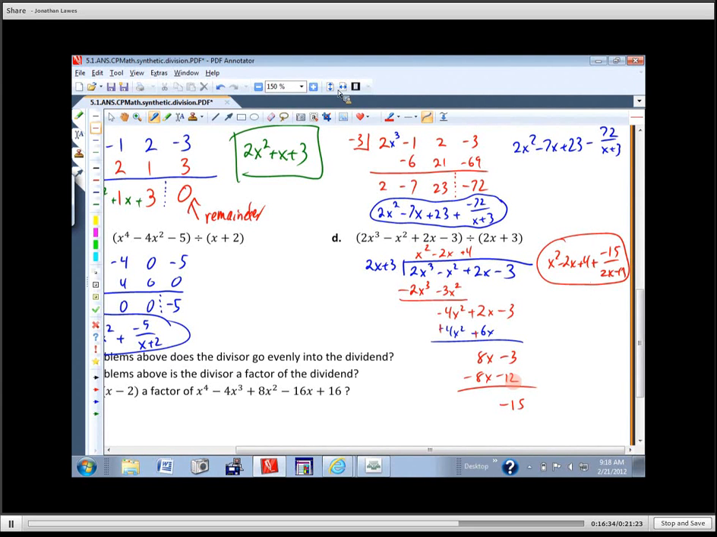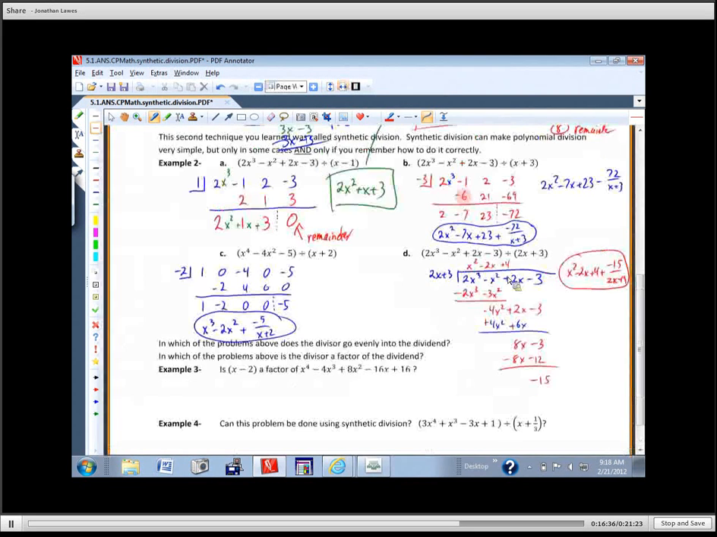So now we can look at that other question. Of A, B, C, or D, did any of them go in evenly? Just A. That's the only one. Okay. Which of the problems above is the divisor a factor of the dividend?